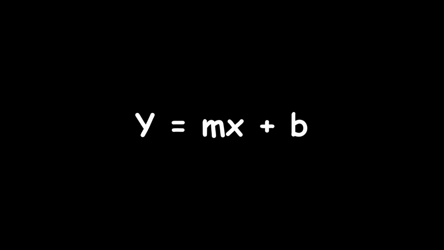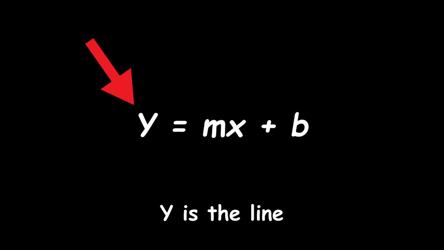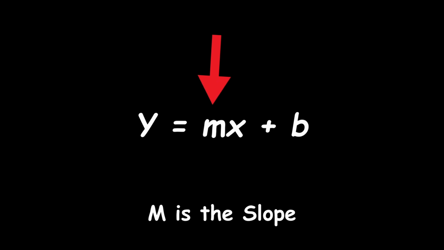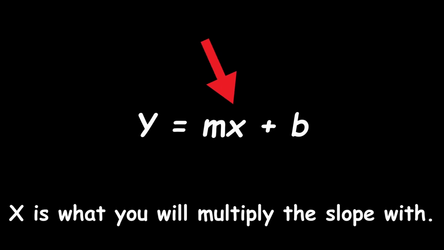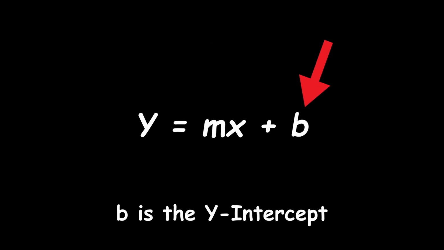But however, this is linear relations, so we're going to be using this equation called y equals mx plus b. So what is y equals mx plus b? Well, y is the thing that you're trying to get, it's the line, and then m is the slope, and then x is what you're going to times the slope by. I'll explain more of that later. B is basically the y-intercept.